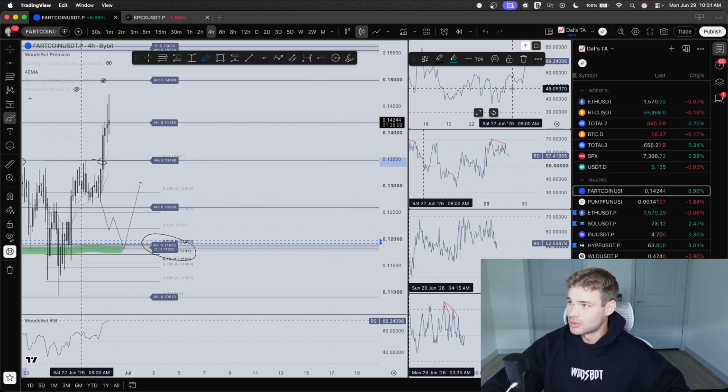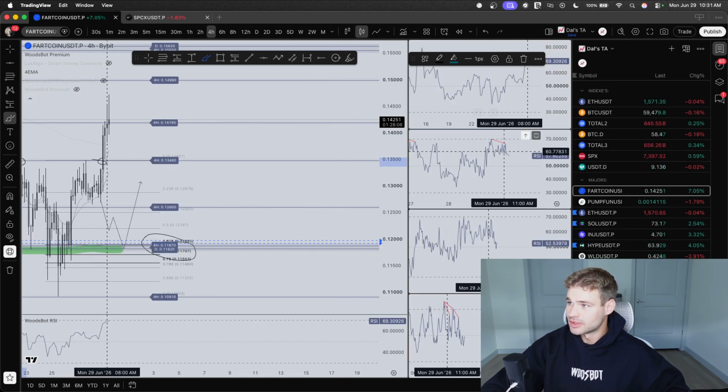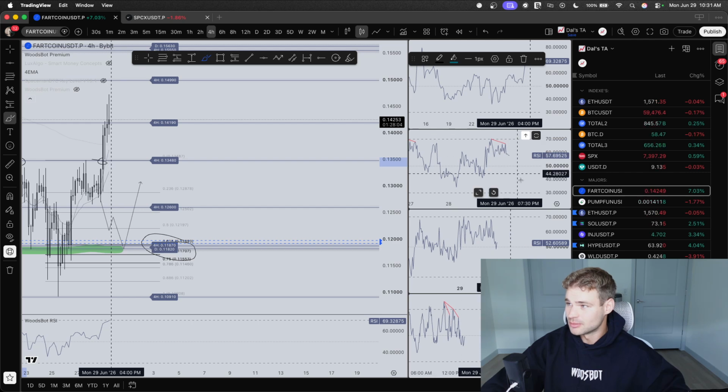So I would look at the 4-hour RSI. Is it in an oversold or overbought region? Okay, it isn't. Is there a bullish divergence at the support level? Okay, there isn't. Okay, then I would not execute.